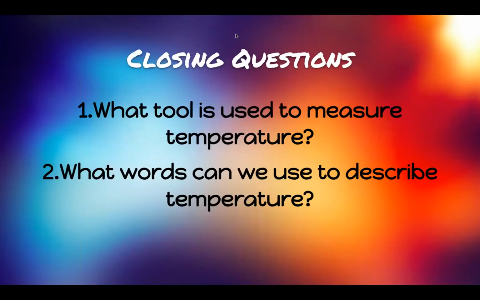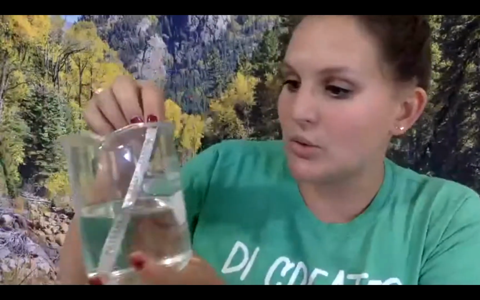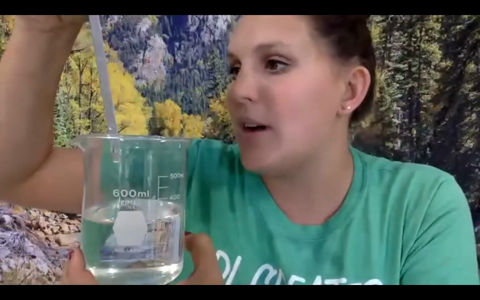All right. So before we do our closing questions, I wanted to go over some temperatures of some beakers I have in my room. So I have the first one, this glass of water I've had sitting out in my classroom for a little while. So it should be the same temperature as the air. So if I pull my thermometer up, you won't be able to see it, but trust me, it is about 70 degrees Fahrenheit, which makes sense because I have the air conditioning on.